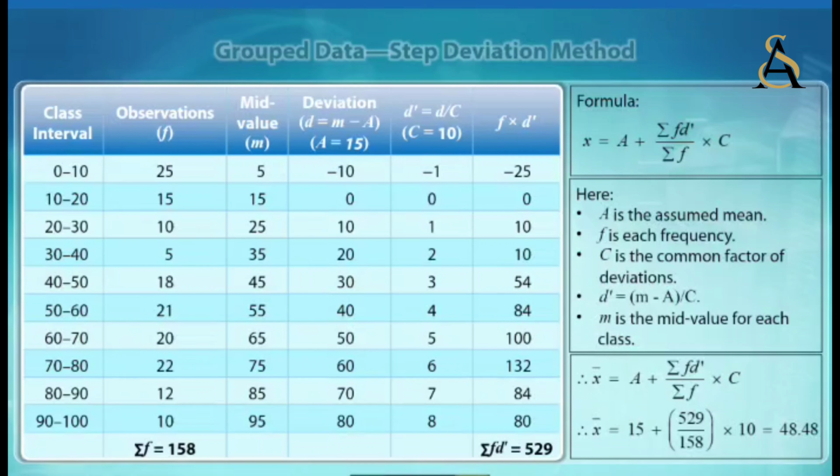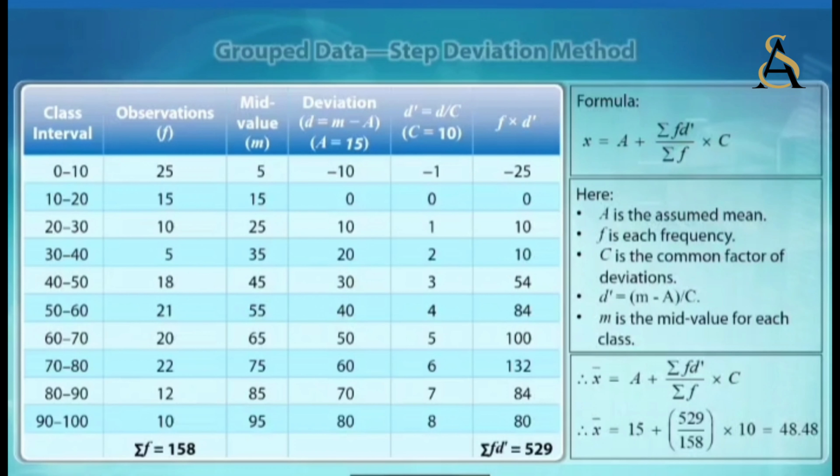Then we are going to multiply the frequency and the d dash and get fd dash. Like 25 into minus 1 is minus 25. 15 into 0 is 0. 10 into 1 is 10. 5 into 2 is 10. 18 into 3 is 54. 21 into 4 is 84. 20 into 5 is 100. 22 into 6 is 132. 12 into 7 is 84. 10 into 8 is 80. After getting all the values, we are going to total them up and get sigma fd dash, which is equal to 529.